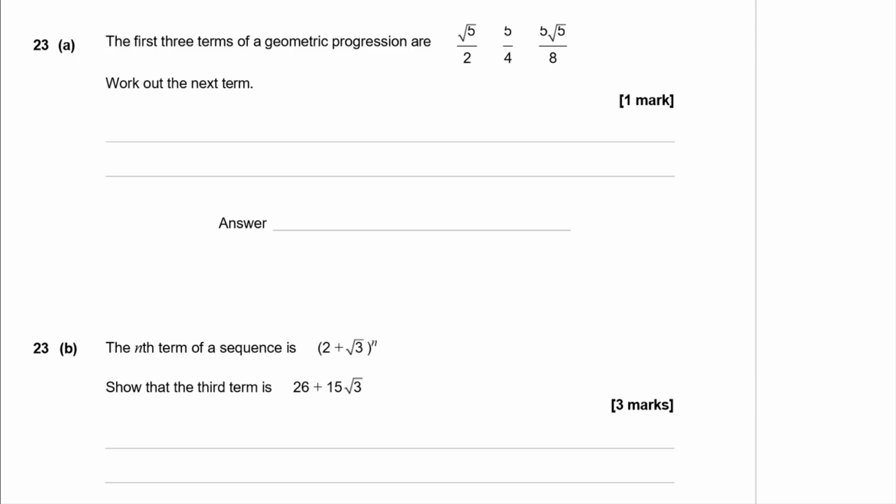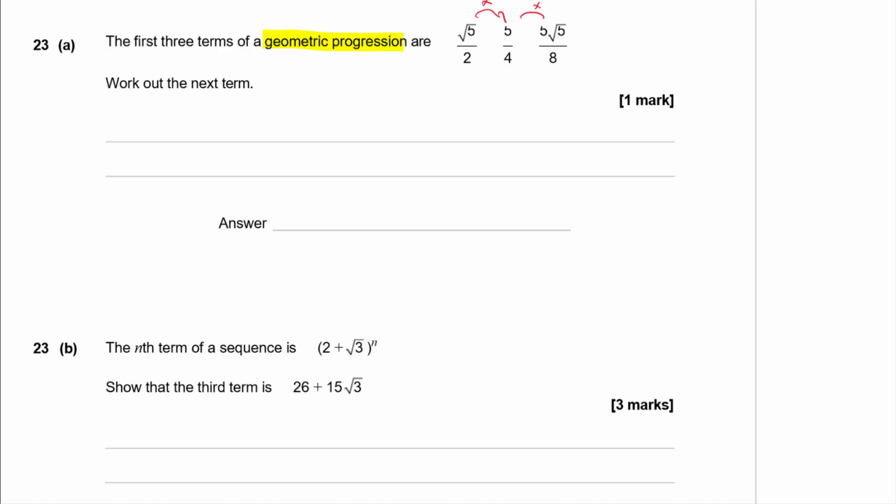Question 23a. The first three terms of a geometric progression are root 5 over 2, 5 over 4, and 5 root 5 over 8. Work out the next term. Okay, so this is a geometric progression, and geometric progressions mean that they have a common ratio between your values. So there is something that I can times these by from one to the next.